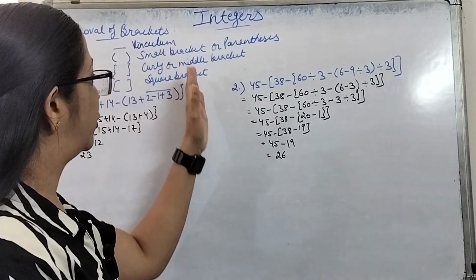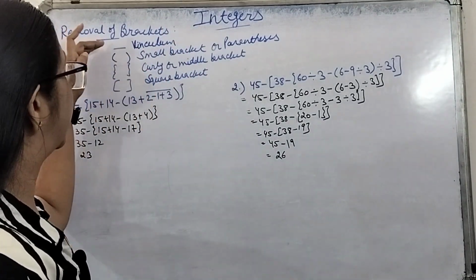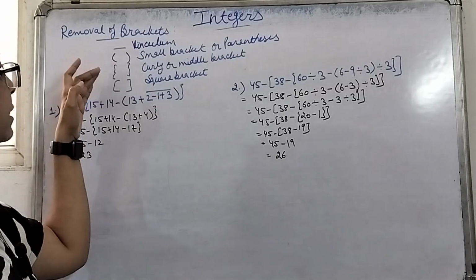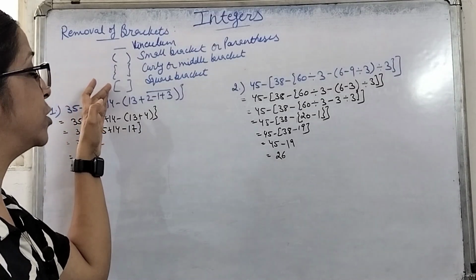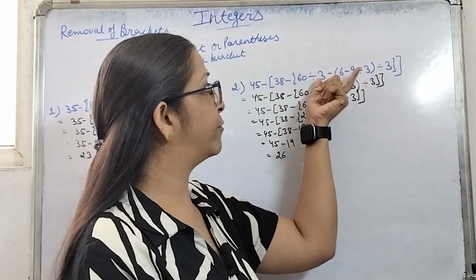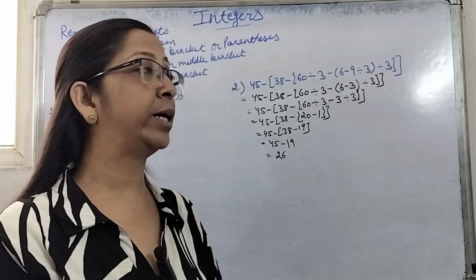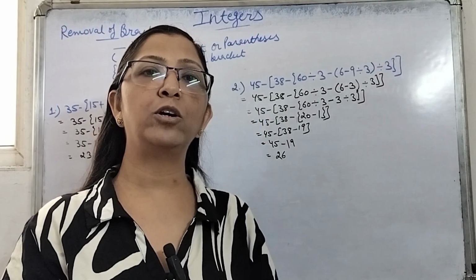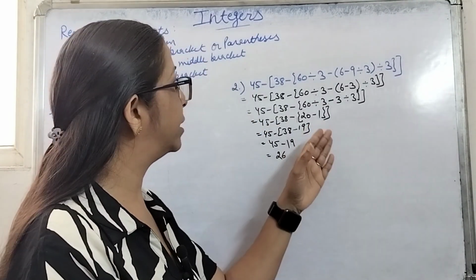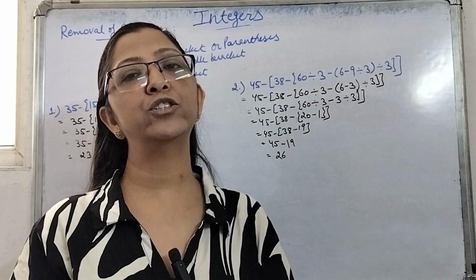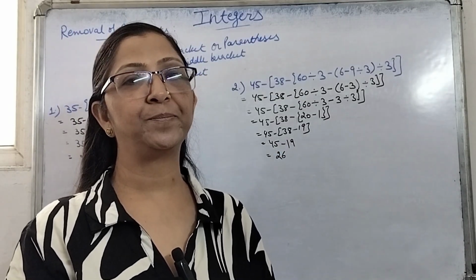So we will be following the sequence in the brackets. First vinculum will be solved, then small bracket, then curly bracket, and then your square bracket. In this also, if multiple operations are there all together, so first of all we will be solving the division. First of all division will be done, then multiplication, then addition, and then subtraction.